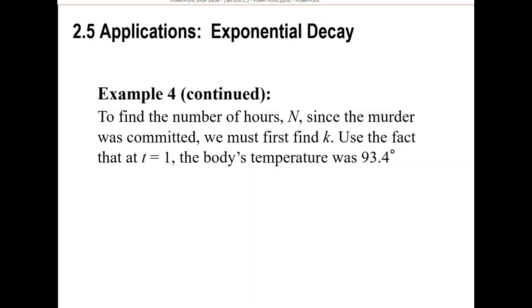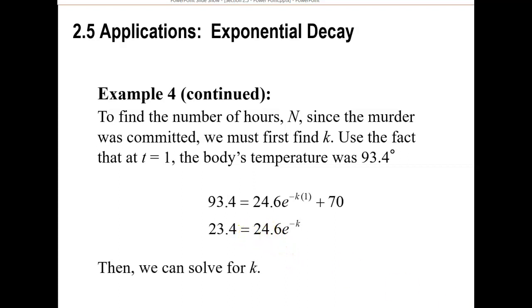All right, to find the number of hours since the murder was committed, we have to find our K value. We were also told that after 1 hour, the temperature was 93.4 degrees. So in the model we just found, 93.4 is the temperature, 24.6 is our A value, e to the negative KT, where this temperature corresponds to a T value of 1, plus the 70. If we subtract 70 from both sides again, we get this. To solve for K, the next step is to divide by this coefficient, so divide by 24.6.